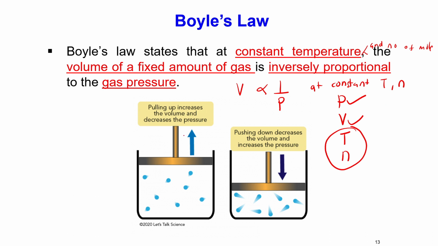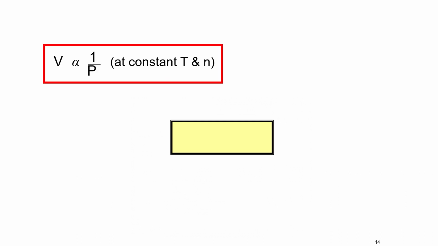When we pull up the volume, we can say volume is increased. But when volume is increased, pressure will decrease sebab ada ruang yang besar. When we push down the piston, the volume will decrease. So when the volume decreases, there are collisions between gas molecules in the container and also collisions between gas molecules and the wall of the container. So pressure will increase because of the collision. So this is Boyle's law. Relation between V and P at constant T and N.